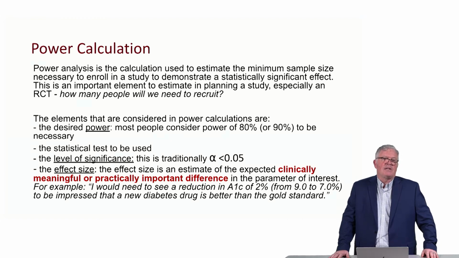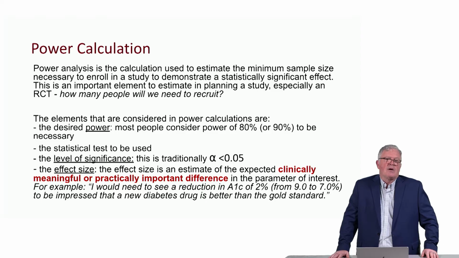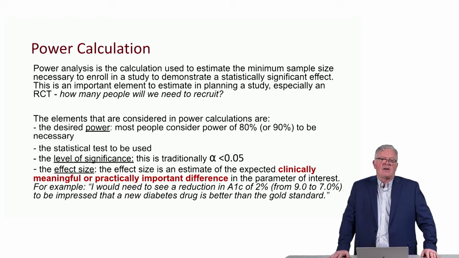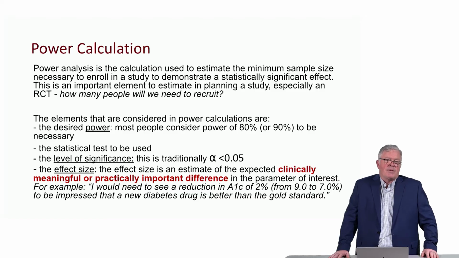And I've included an example that if a new diabetes drug was being tested against a gold standard, I would need to see a reduction in A1C of, say, 2% from an average of 9.0 to 7.0 to be impressed that the new diabetes drug is actually better than the gold standard.